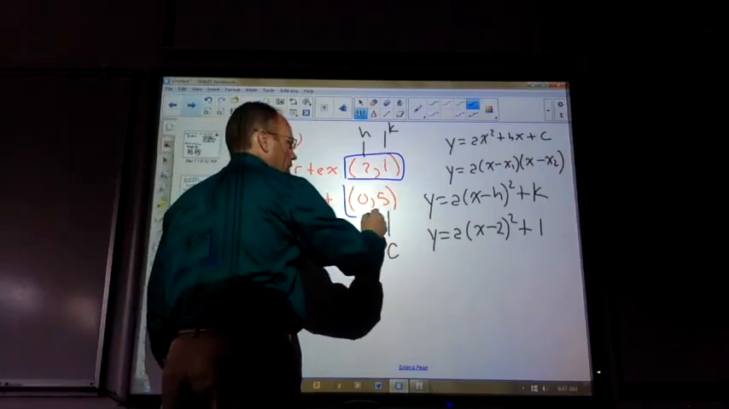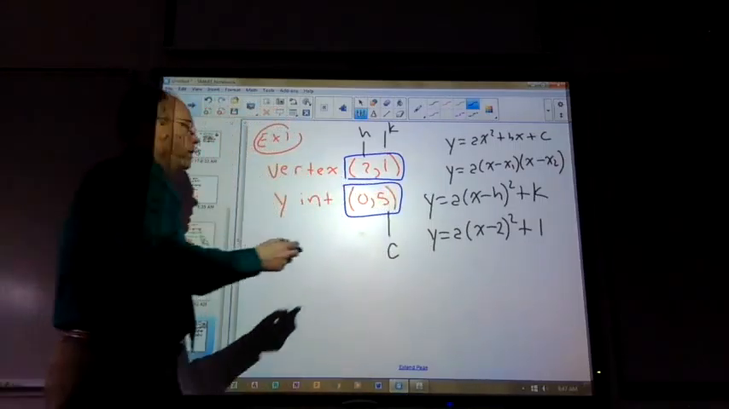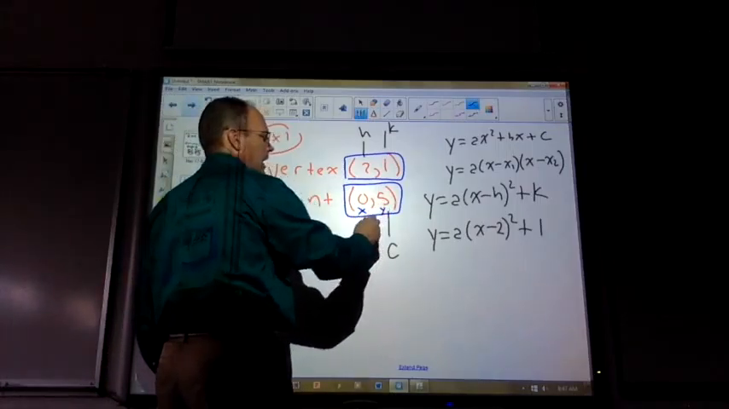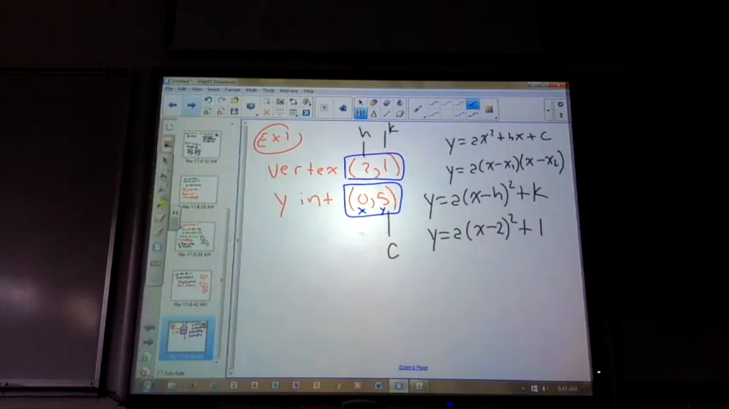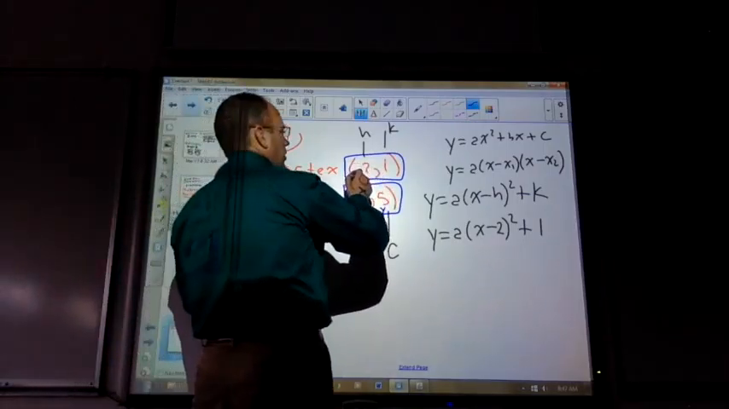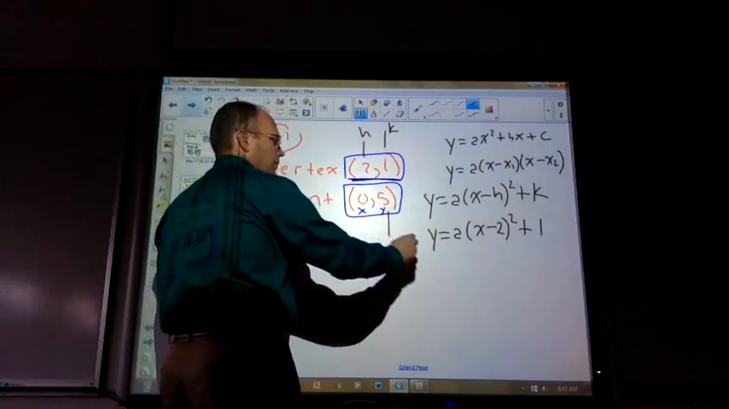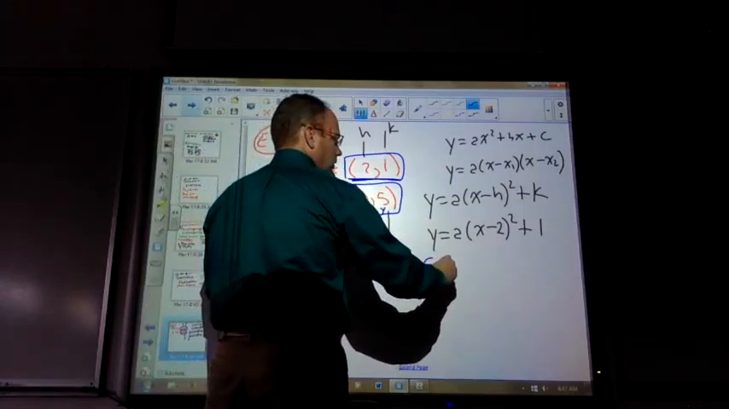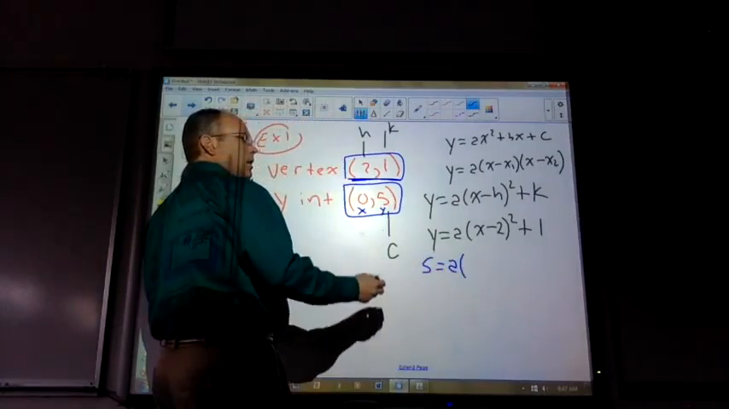What values are these? It's a C value, but it's also x and y. Do you agree with that? Well, the C value tells you where it crosses the y-axis, right? But it is an x and a y value. It's a point, right? So I've already used these. These are taken care of. What if I use these and I plugged in here? I don't know A. What am I calling x? 0.